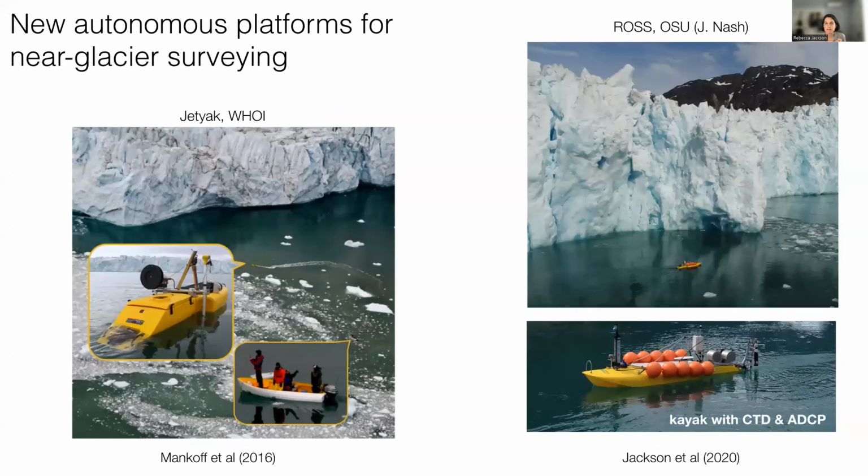And a lot of this progress has been enabled by new autonomous platforms to get measurements right near the ice where we can't go with boats. These are just 2 examples. The JCIOI developed at Hui, and the autonomous kayak Ross, which now is actually an autonomous rib, developed at Oregon State by Jonathan Nash and his team. And these have really enabled new measurements of not only the discharge plume, but other dynamics near the glaciers that have been inaccessible by standard oceanographic methods.